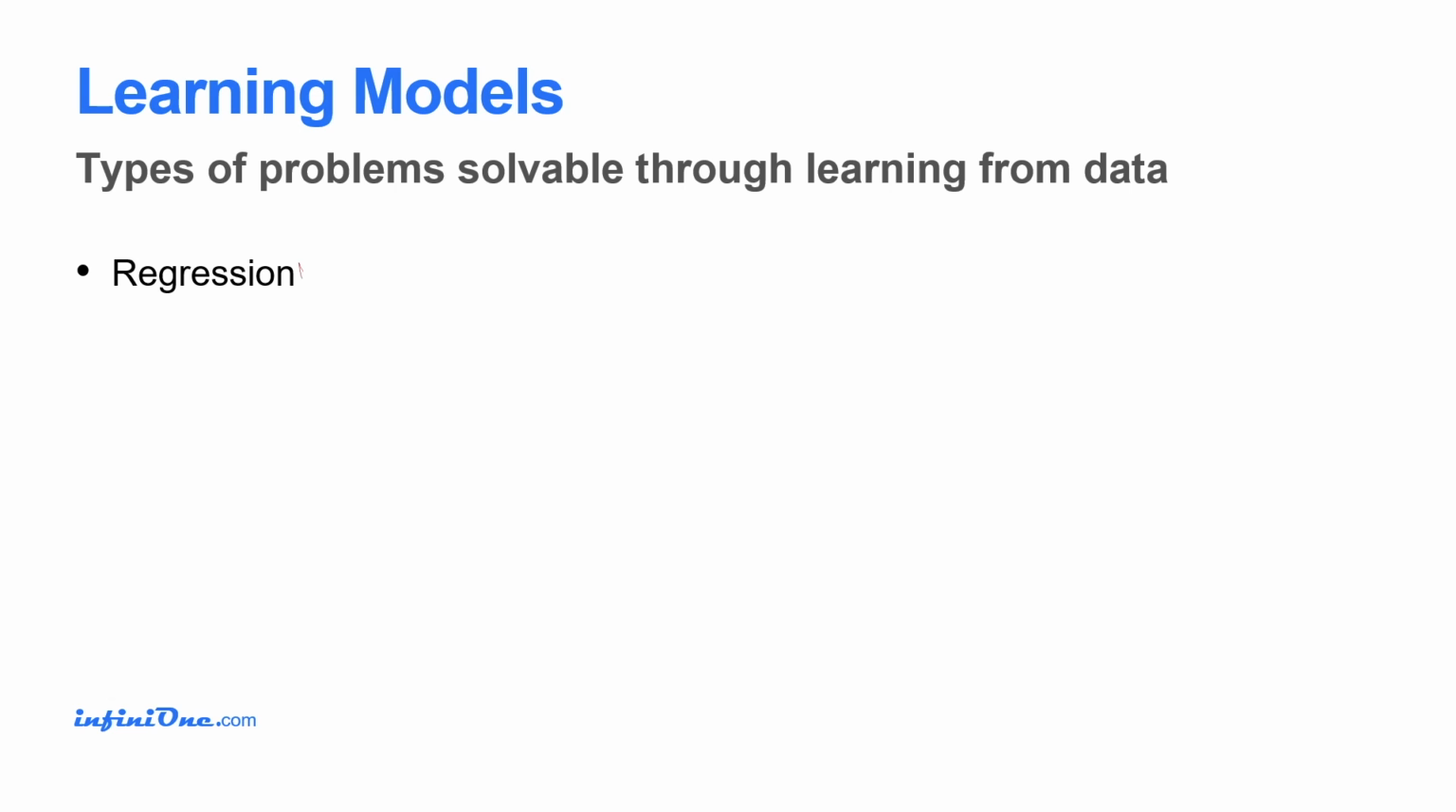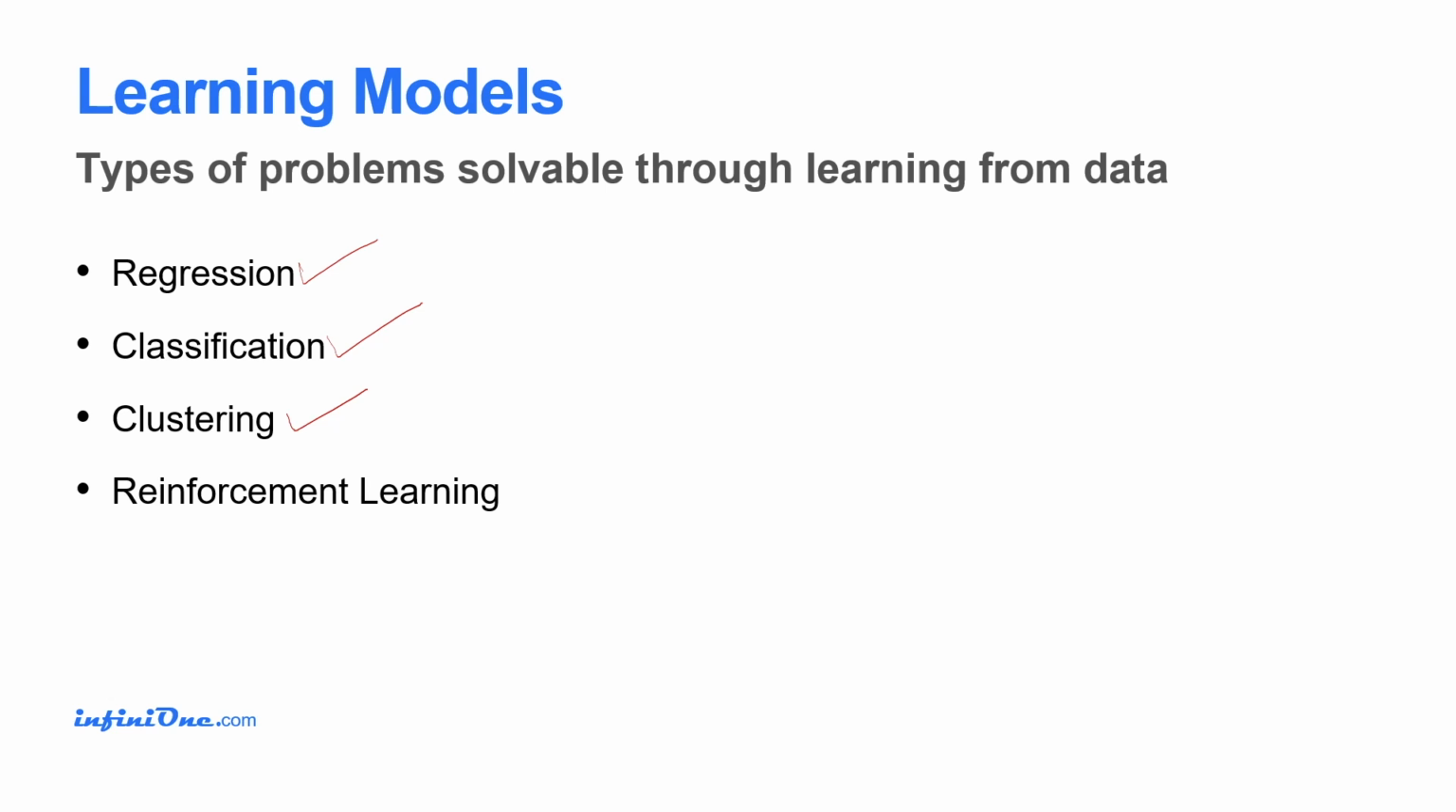One is called regression, which appears under the umbrella of supervised learning. We will discuss this regression in detail just in a while. Another mode of learning is classification. Both regression and classification fall under supervised learning. And another mode is clustering, which falls under the unsupervised learning paradigm. And last is reinforcement learning.